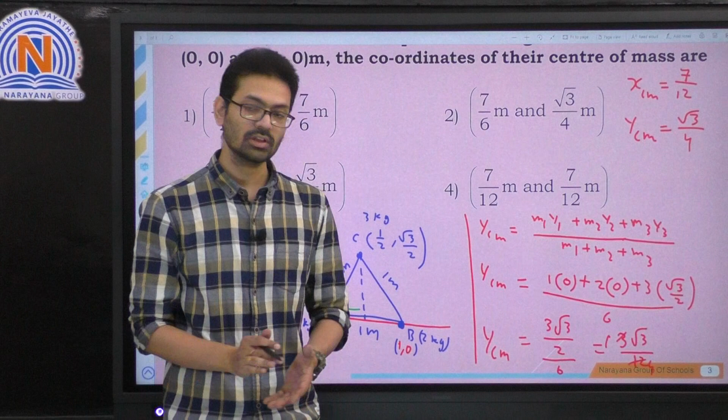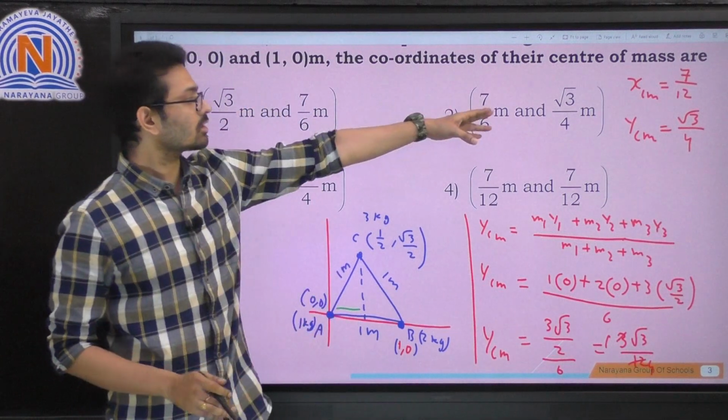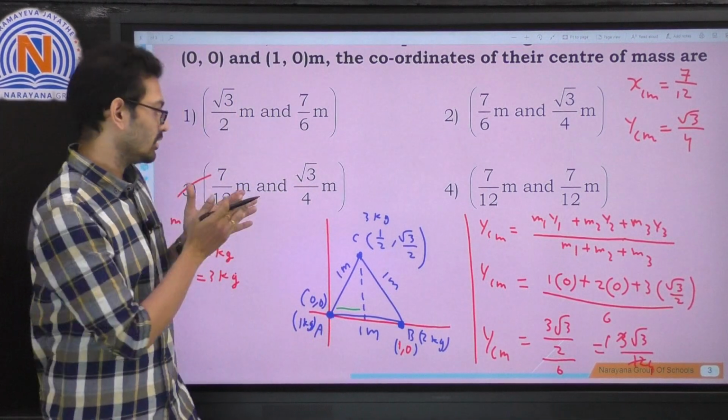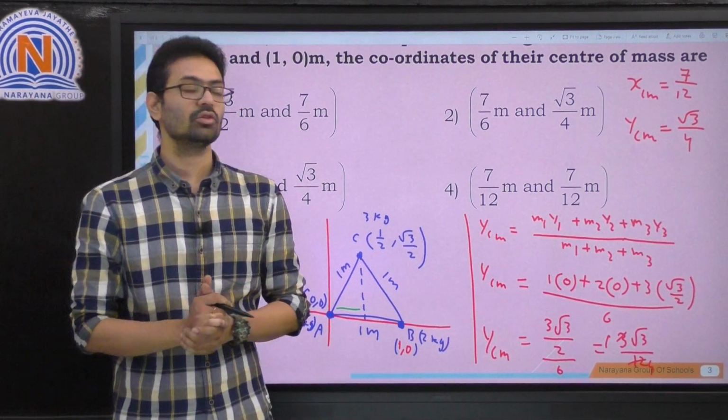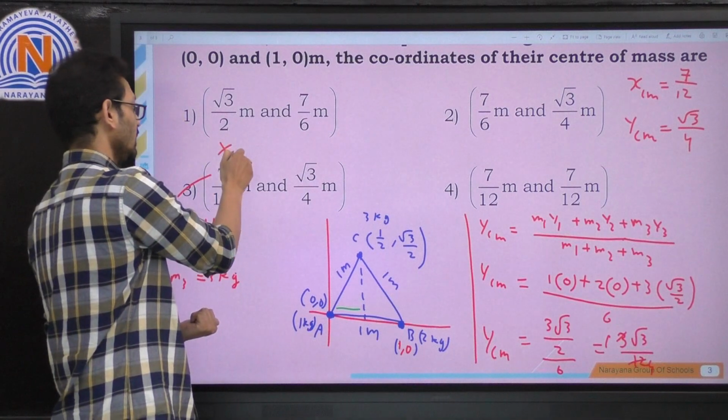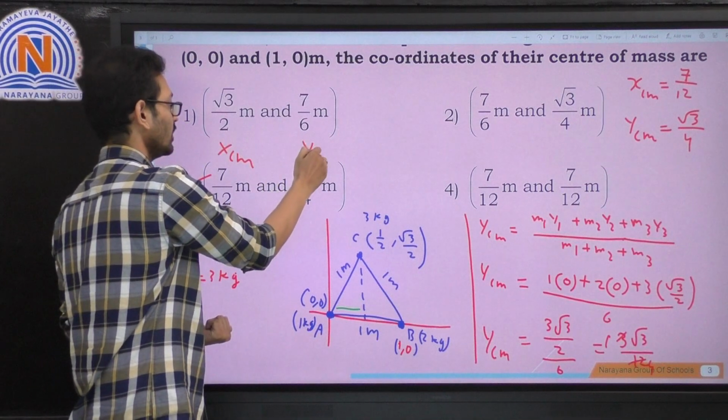Correct. So root 3 by 4, and your x component and y component is found. So the center of mass of that particular situation is going to be the third option, 7 by 12 in x point of view and root 3 by 4 in y point of view.